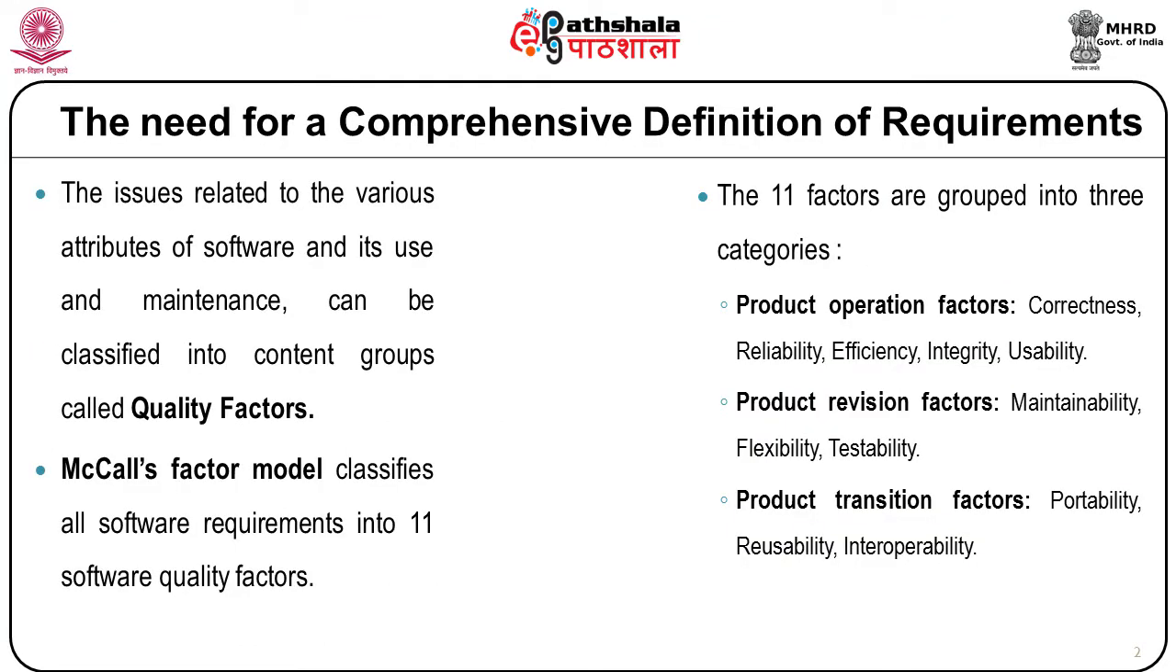Let me outline the need for a comprehensive definition of requirements. The issues related to various attributes of software, its use and maintenance can be classified into content groups called quality factors. This has been discussed in the previous lectures. First, McCall's factor model classifies all software requirements into 11 quality factors. The 11 factors are grouped into three categories, namely product operation factors, product revision factors, and product transition factors. Product operation factors: correctness, reliability, efficiency, integrity, and usability. Product revision factors: maintainability, flexibility, and testability. Product transition factors: portability, reusability, and interoperability.